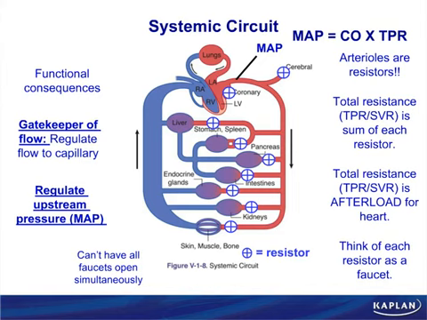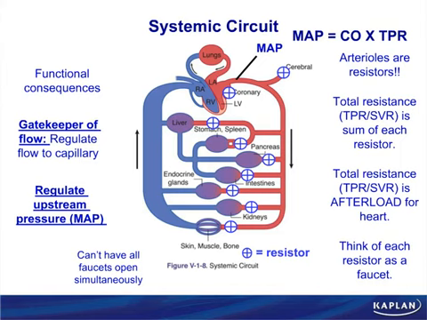I have to have a certain level of resistance at these various resistors in order to maintain an adequate mean arterial pressure. I can't fully open all the faucets. Imagine in your city that you live, if everybody simultaneously opened all their faucets, well, you wouldn't get any water flow because the pressure head would plummet.